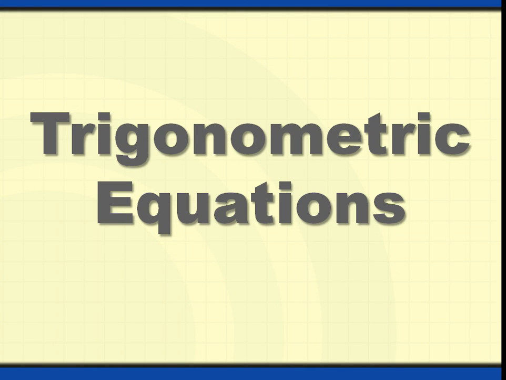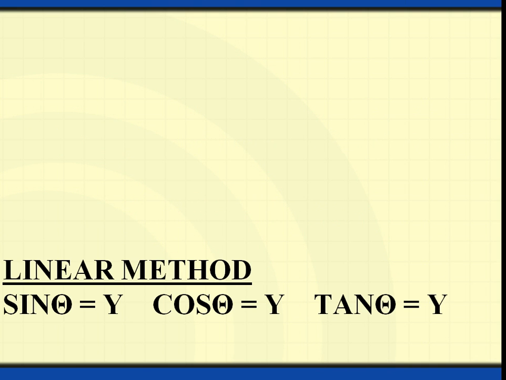Alright, so we now move on to trig equations, and the first trig equations we're going to start solving are the ones that look like sine theta is equal to y, or cos theta is equal to y, or tan theta is equal to y. These are called the linear method. The reason we call them the linear method is because there's a power of 1. We're going to see that these can get a little more complicated as we go along, but for the moment, if you're able to translate your equation into something that looks like one of these three, then you're able to solve it using the linear method.